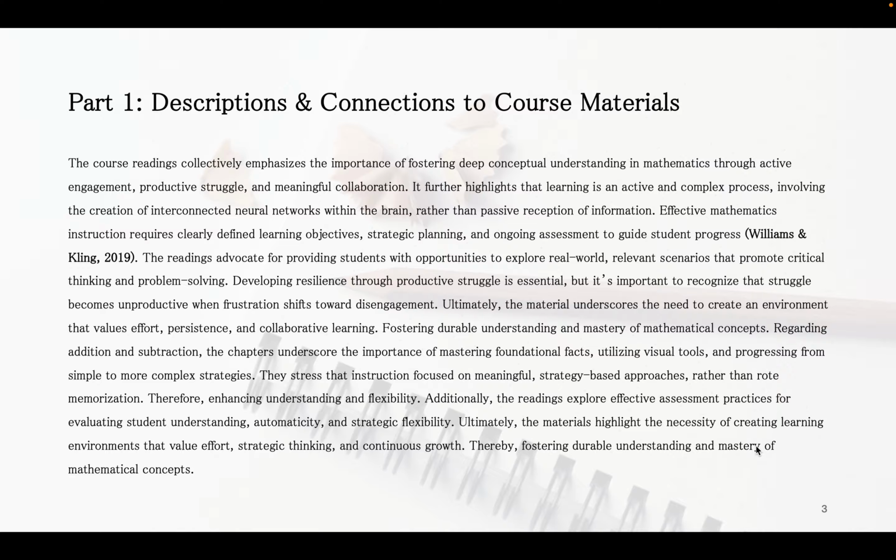Regarding addition and subtraction, the chapters underscore the importance of mastering foundational facts, utilizing visual tools, and progressing from simple to more complex strategies. They stress that instruction focuses more on meaningful strategy-based approaches rather than rote memorization, therefore enhancing understanding and flexibility. Additionally, the readings explore effective assessment practices for evaluating student understanding, automaticity, and strategic flexibility. Ultimately, the materials highlight the necessity of creating learning environments that value effort, strategic thinking, and continuous growth, thereby fostering durable understanding and mastery of mathematical concepts.